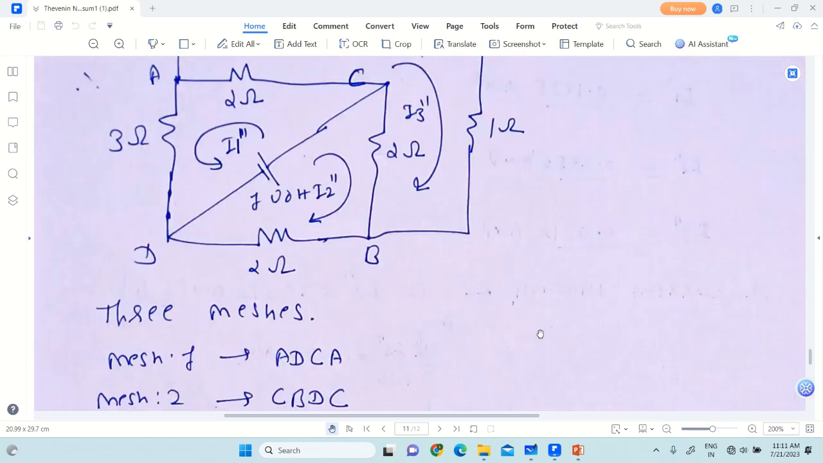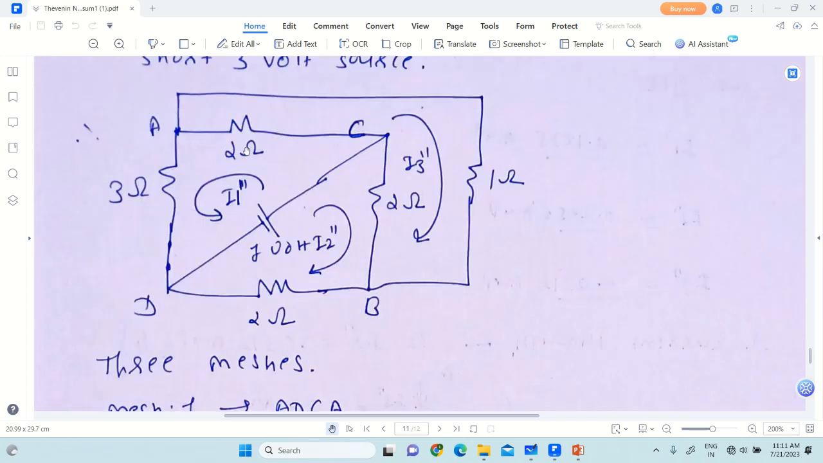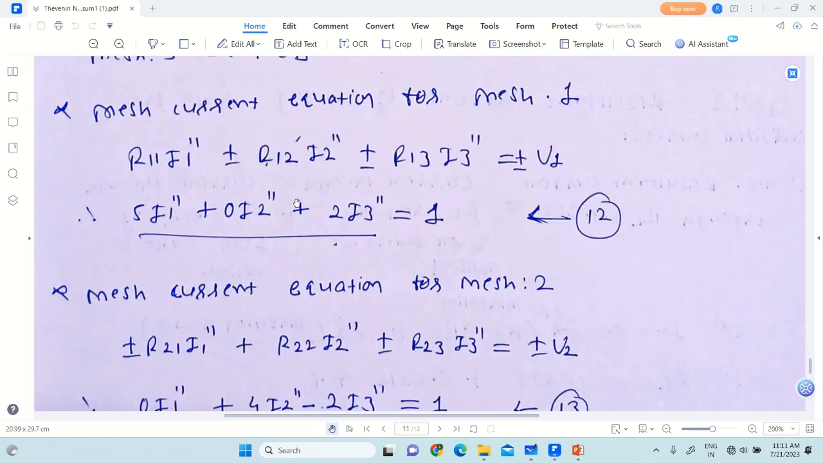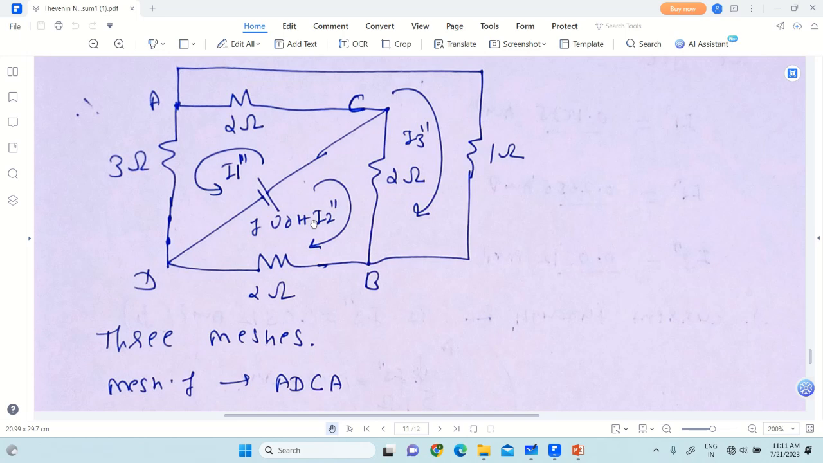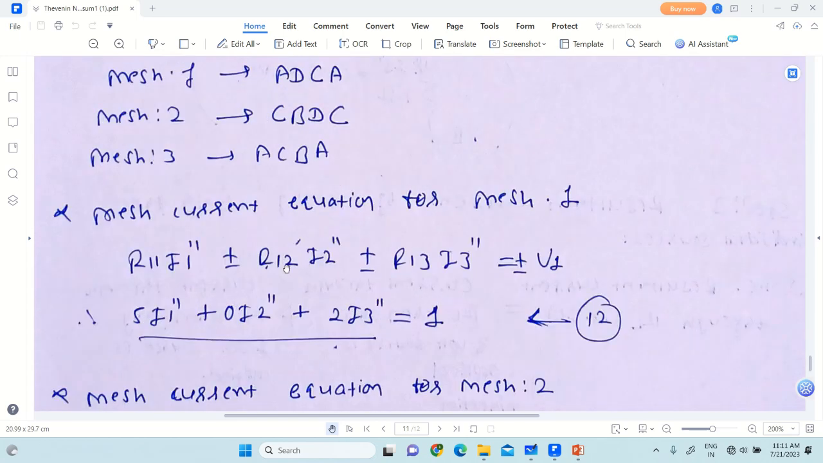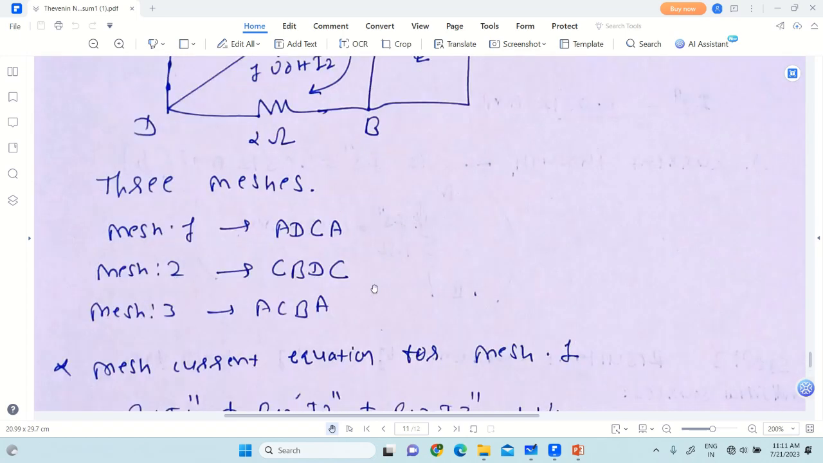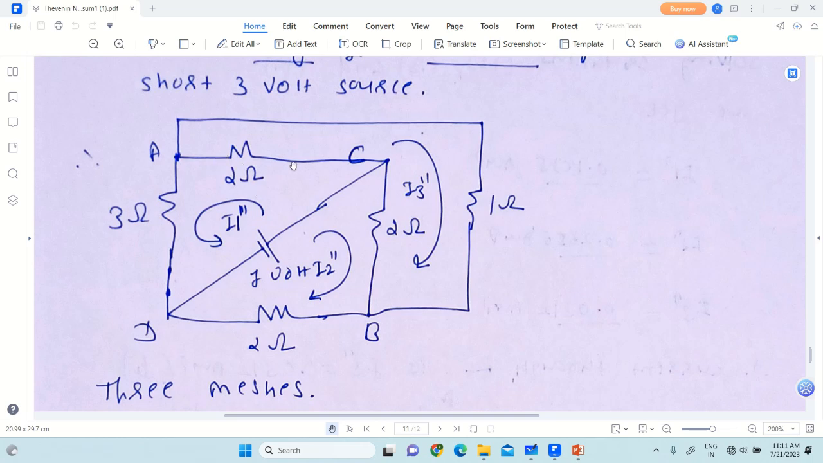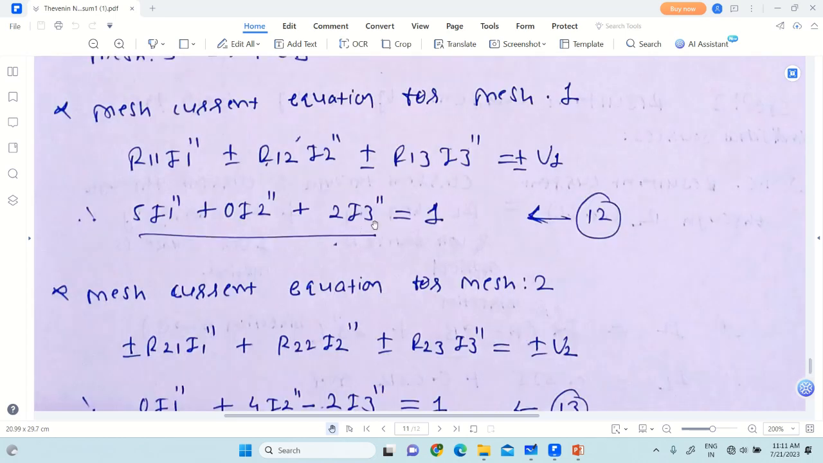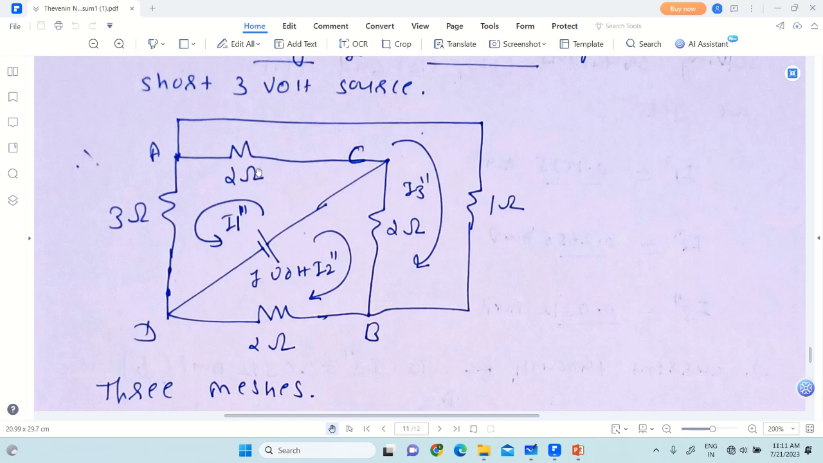Now R11, sum of the resistances in first mesh, so it is 3 plus 2, it is 5 I1 double dash. Then R12, sum of the resistances common to first and second mesh, there is no resistance, so it is 0 I2 double dash plus or minus R13. R13, sum of the resistances common to first and third mesh, so it is 2 I3 double dash.